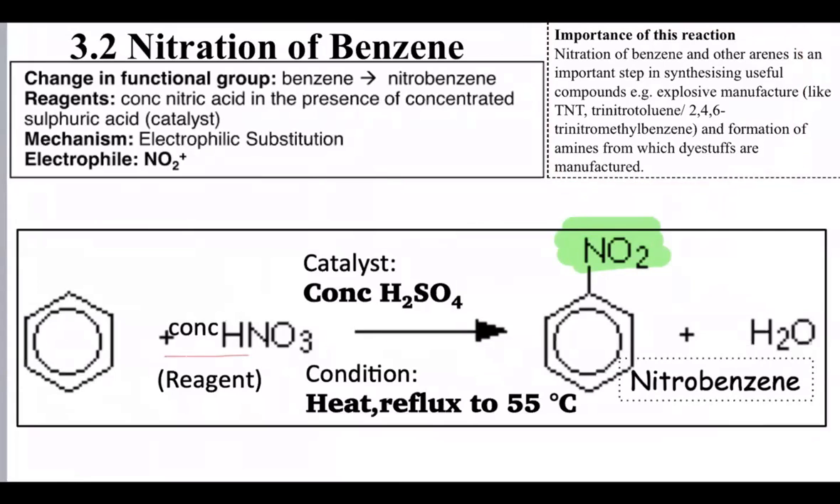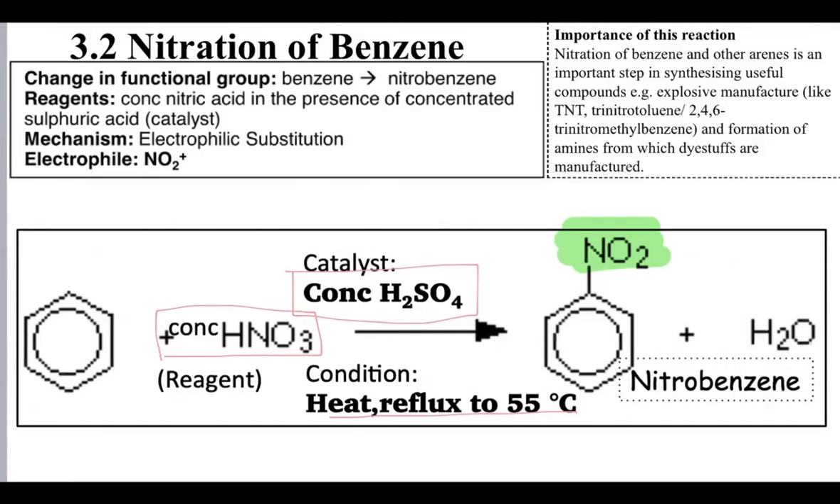You need to use a concentrated nitric acid as your reagent. A catalyst is concentrated sulfuric acid. Conditions, you need to heat it under reflux at 55 degrees Celsius. So these are some of the things that you need to memorize.